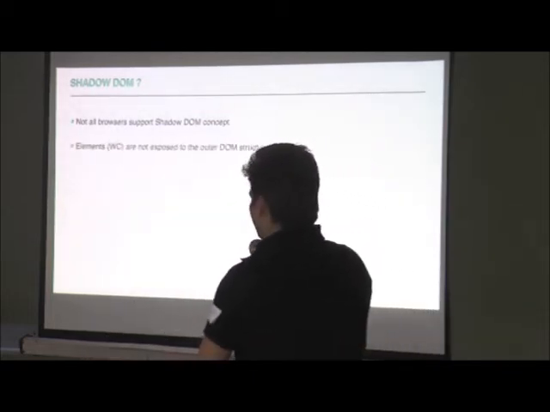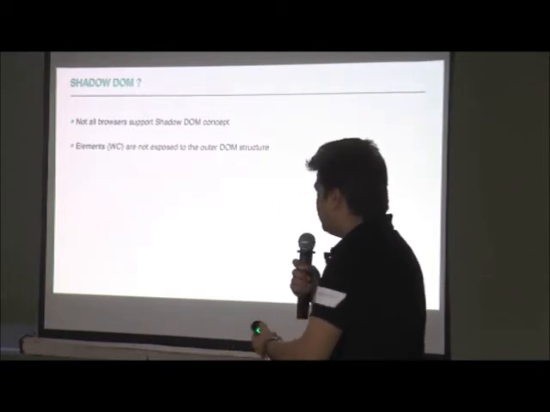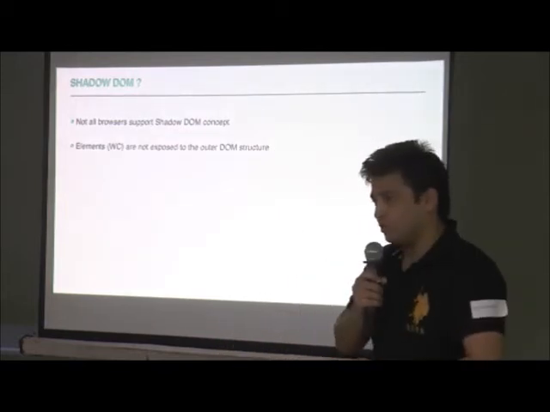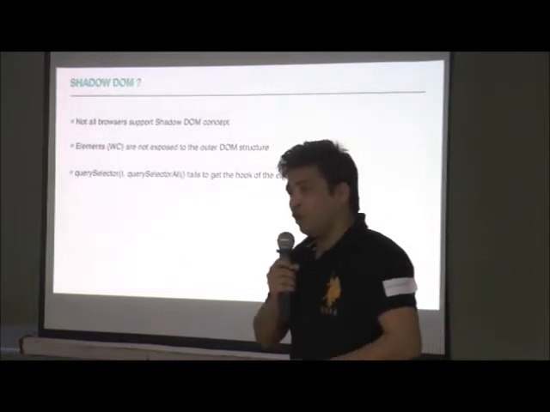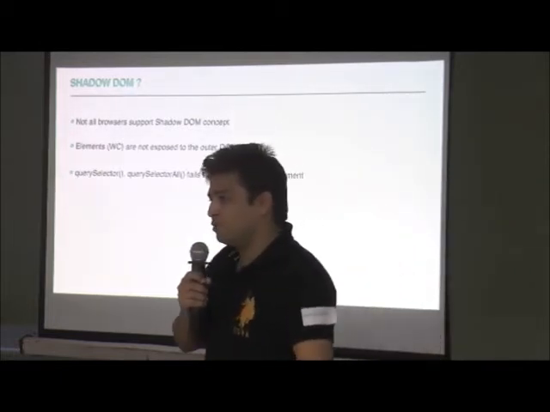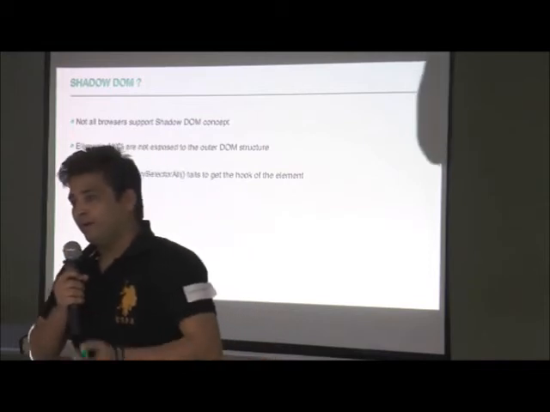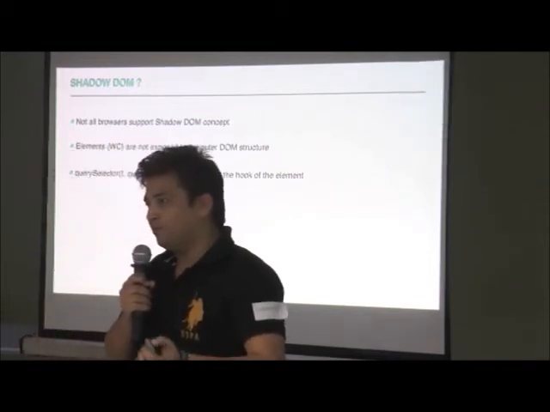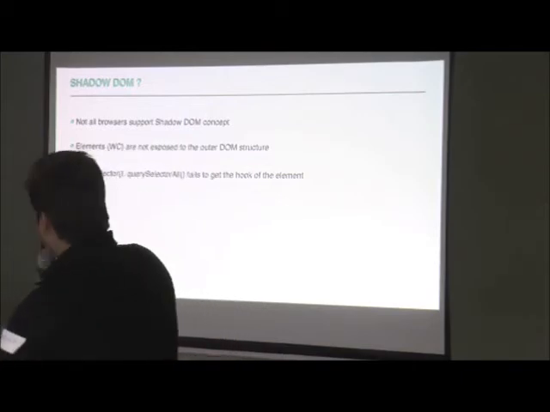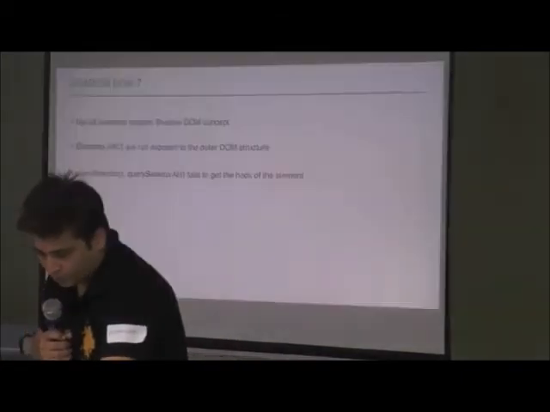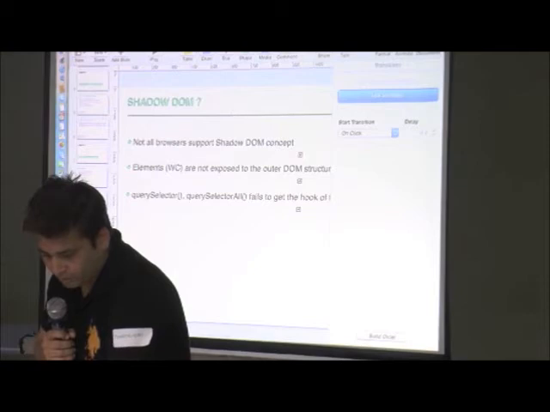I'll just show you how Shadow DOM looks, and then we'll see how we write tests around it. As I said, those elements are not exposed to the outer DOM structure, and query selector all and these methods fail to identify the element. So how do you get a hook on the element and make it work the way you want? Let me show you in the application how this Shadow DOM appears.